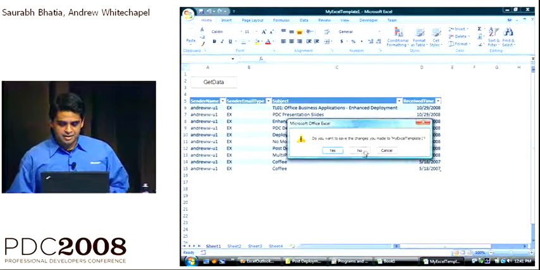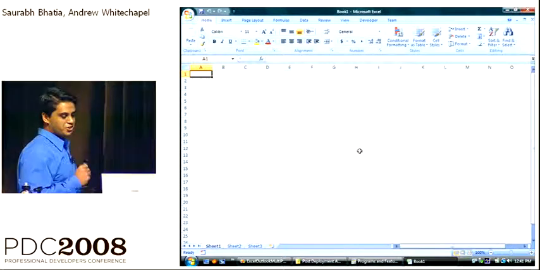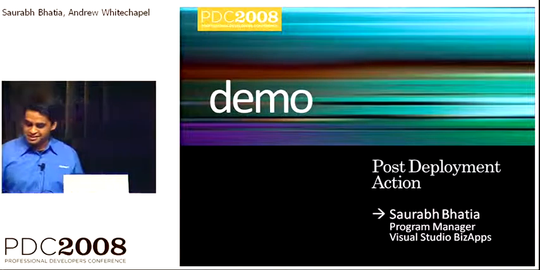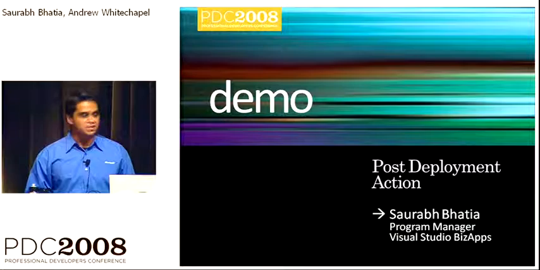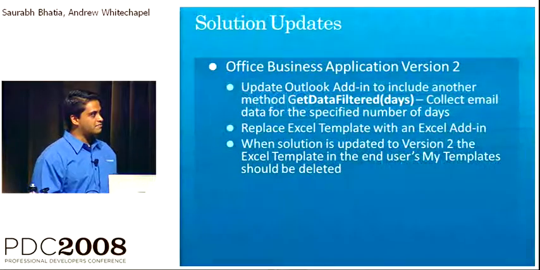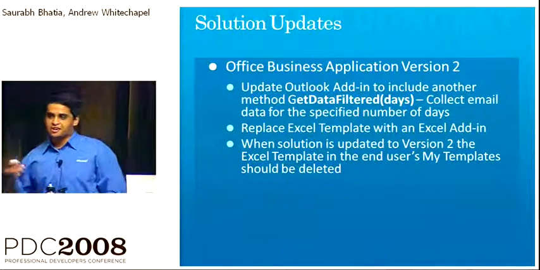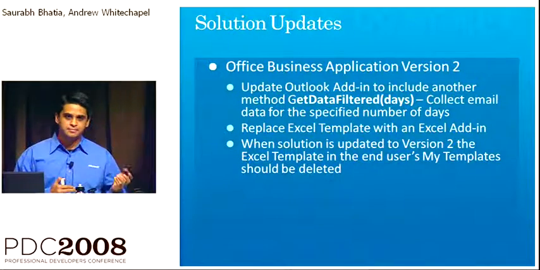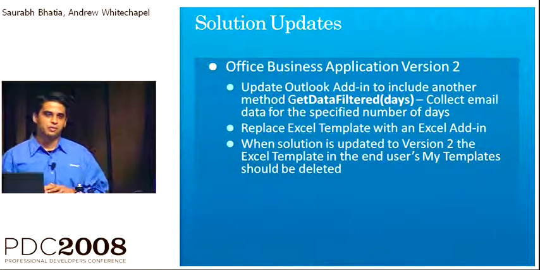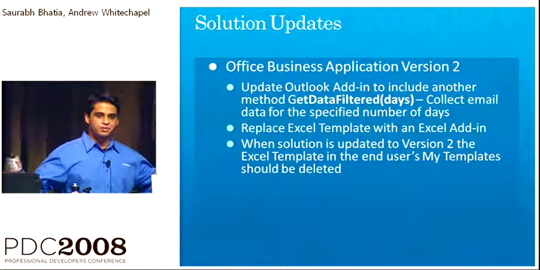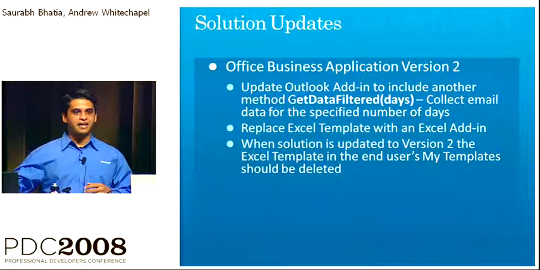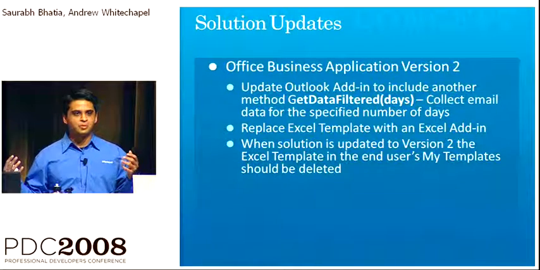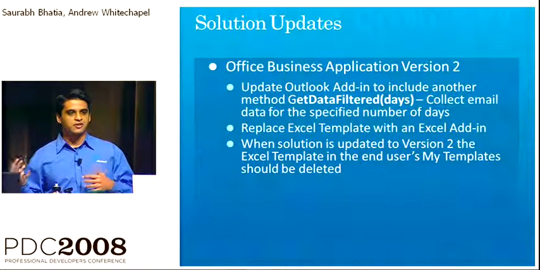So let me close that and move on to the second topic. What you saw a brief preview of in the taskbar over there with the other information was actually a solution update that we want to provide. So far, we've deployed version 1 of the solution, which included the template and an Outlook add-in. And now you decide you want to update your entire solution. You want to update the Outlook add-in and add another method to it, which, say, supports an additional parameter where you want to filter the data that you get by the number of days.